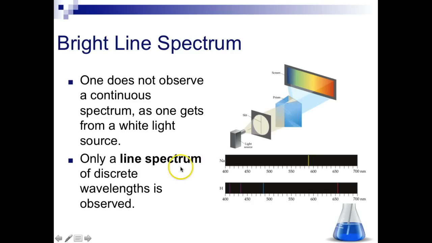Only a line spectrum of a discrete wavelength is observed. So sodium will give off yellow light at about 590, and hydrogen gives off a purple line at about 410, 435, 485, about 650. So those lines are specific to hydrogen. And anytime you look at a sample of hydrogen and you look at its spectra, that's what you'll see.